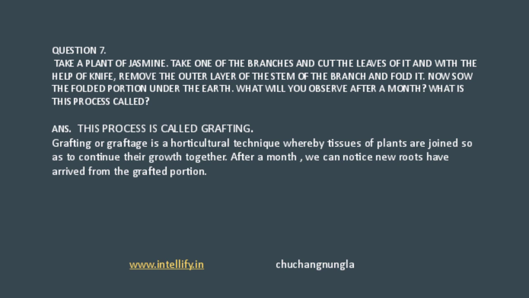So the process mentioned in the question is called grafting. Grafting is a technique that vegetatively joins two plants into one. Now by this process, rather than sowing seeds, we can produce a new plant from a live plant. After placing the part, we have to cover it with earth and keep it wet, to keep it under the earth. After a month, we can find new roots have arrived from the ground.